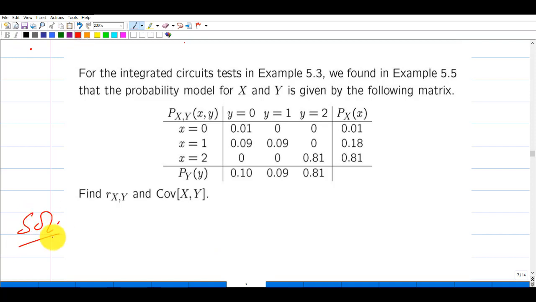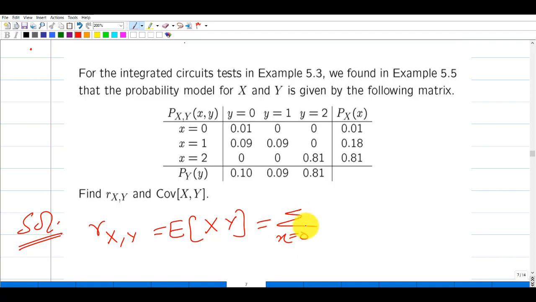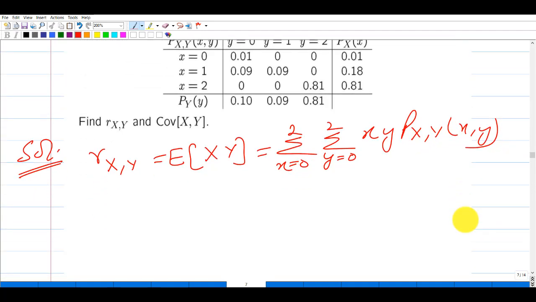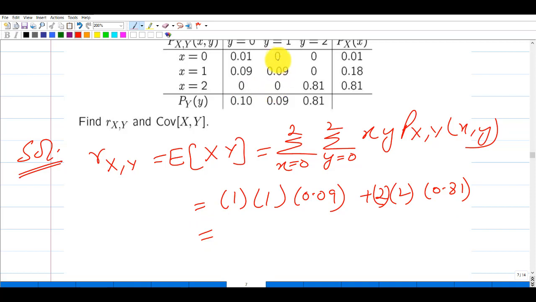So let's start. First we need to calculate the correlation, which is equal to the expected value of XY, which is the summation over x from 0 to 2 and the summation over y from 0 to 2 of xy times the joint PMF P XY. Now we will remove the 0 0 values wherever they come. The rest of the values will simply be 1 1 times 0.09 plus 2 2 times 0.81. The other values are either zeros or 0 0, so we remove all those values and get only these two terms, 1 1 and 2 2. All other values have at least one of them equal to 0.